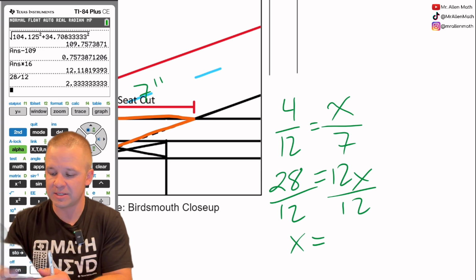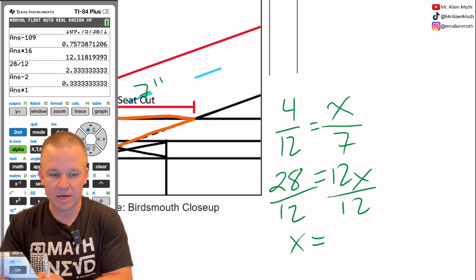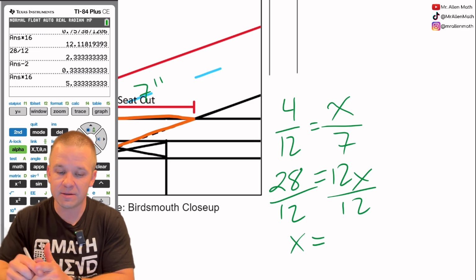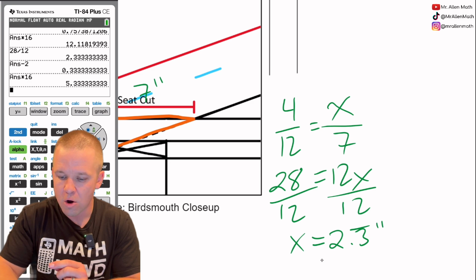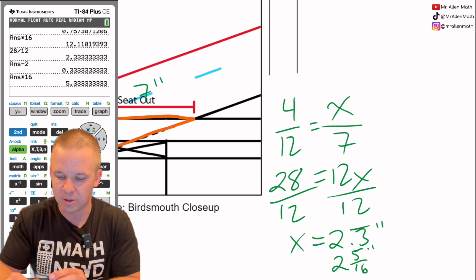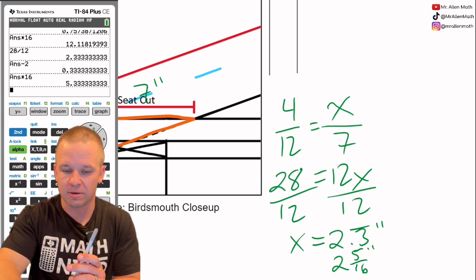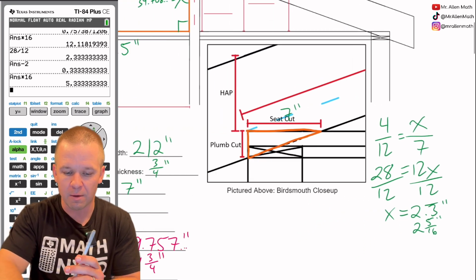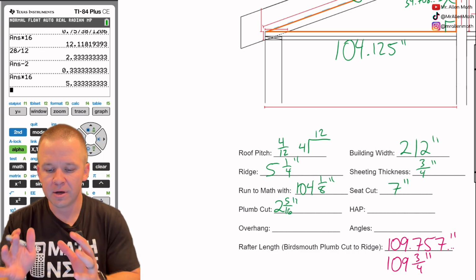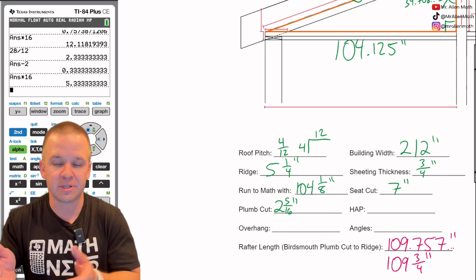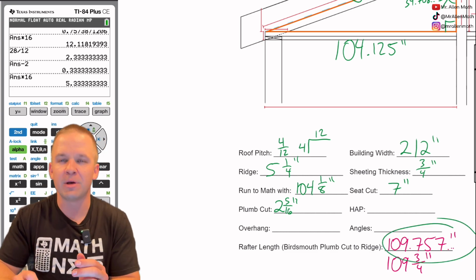I'm going to convert this to 16ths as well. Subtract 2 times 16. This gives me 5/16. So we have 2.3 repeating inches, or 2 5/16 inches. Okay, let's put that over on our answer line. We have our seat cut, we got our plumb cut. Plumb cut we said is 2 5/16. I'm doing basically all tape measure dimensions here because that's what we actually use this for, right? I did have my decimal down here, but then we converted it to tape measure.